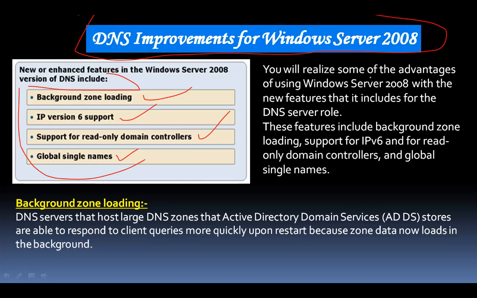You will realize some of the advantages of using Server 2008 with its new features. These features include background zone loading, IP version 6 support, and read-only domain controller. Background zone loading means a DNS server that hosts a large DNS zone that Active Directory domain stores is able to respond to client queries more quickly upon restart, because zone data now loads in the background. So some data runs in the background and helps the server resolve queries quickly for clients after it starts.